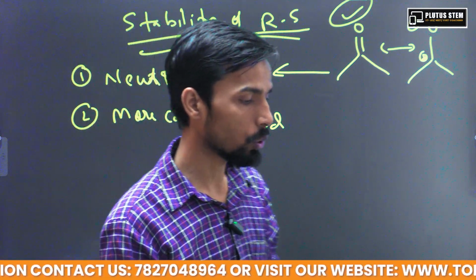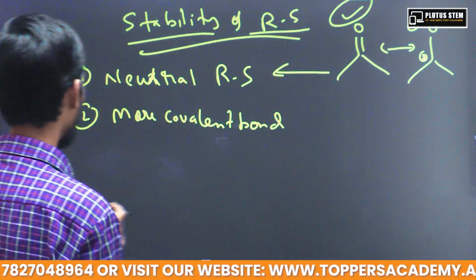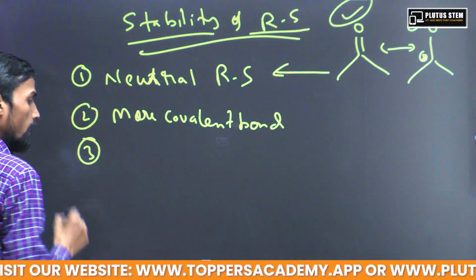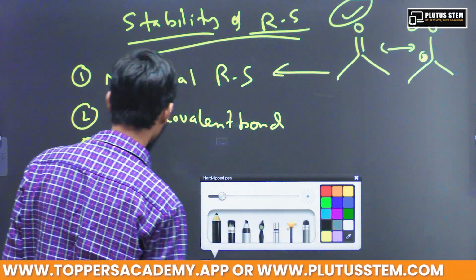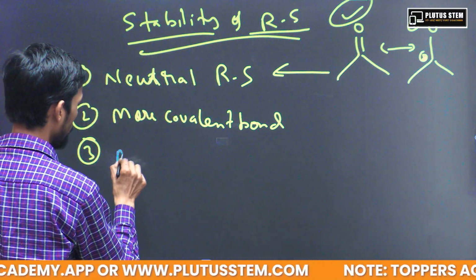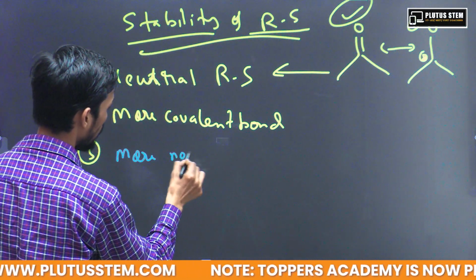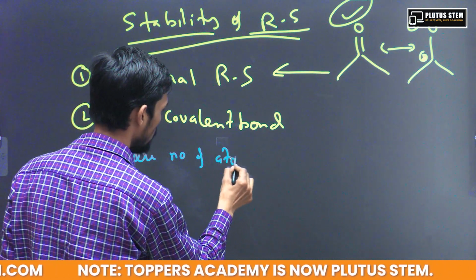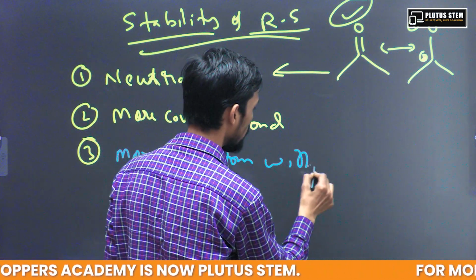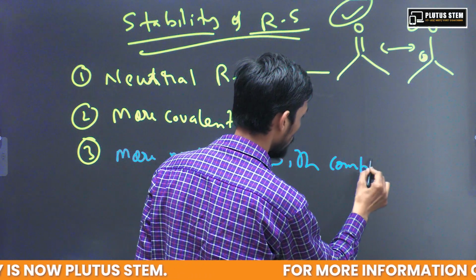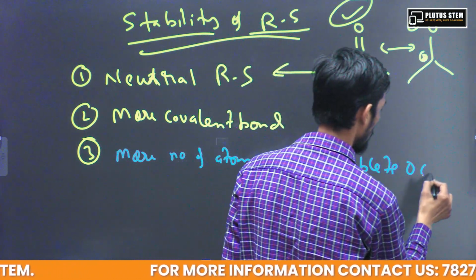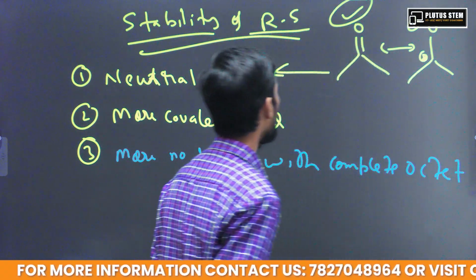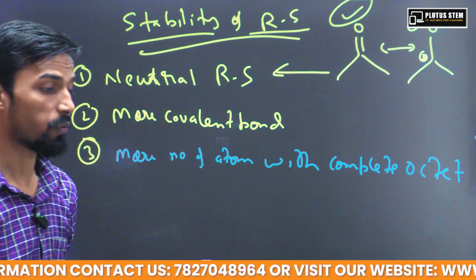The third thing which we are going to see is the more octet complete. If we are having some compound where the octet is not completed, then the structure with more number of atoms with complete octet will be preferred over here.